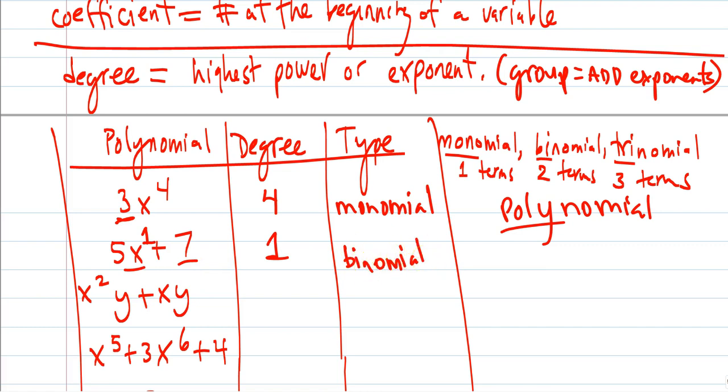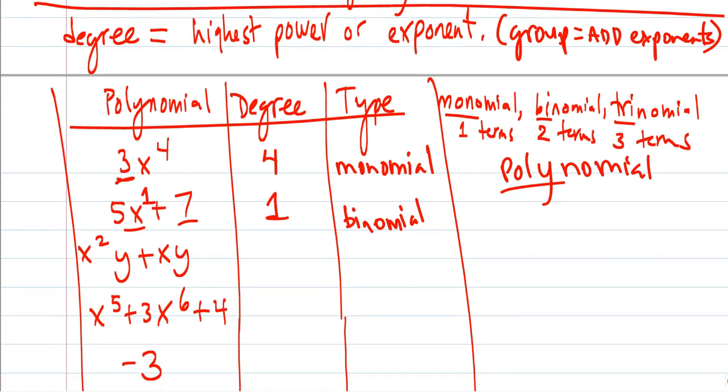X squared y plus xy. Okay, what's the highest power or exponent? Well, the x squared has the highest, but the degree is not 2 because there's multiple variables. We combine the exponents. So this is a 2, this one has a 1. So the overall degree on this would be a third degree.